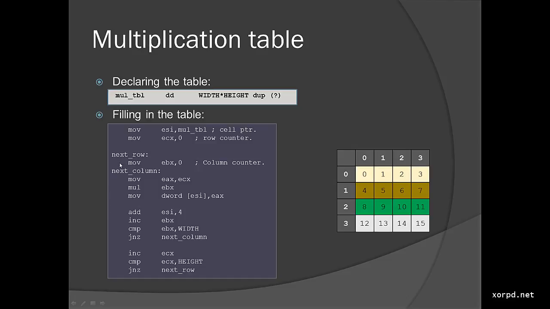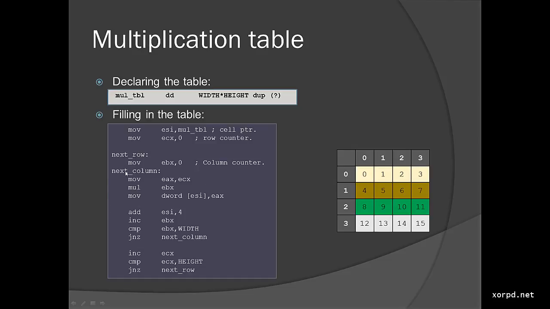And the other loop is external. It is called next row. We can see this instruction, jump not 0, which jumps to next row, to this label. Basically, we have a loop inside the loop. Now, we should only find out how many times each loop happens.